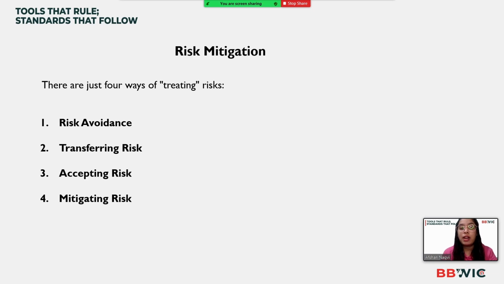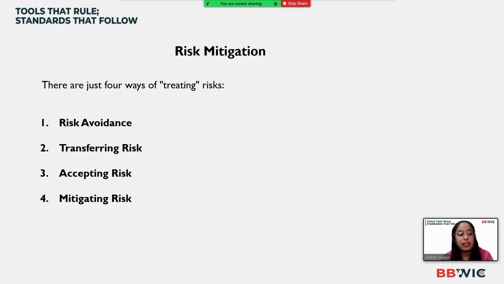Next one, we have the transferring risk. Another approach to dealing with excessive risk is called risk transfer, also known as risk sharing. The idea is to involve a third party to help address the risk. The most common type of risk transfer is to purchase insurance to pay in the event of a loss. Another approach to risk sharing is to outsource the risky system or application to a third party.